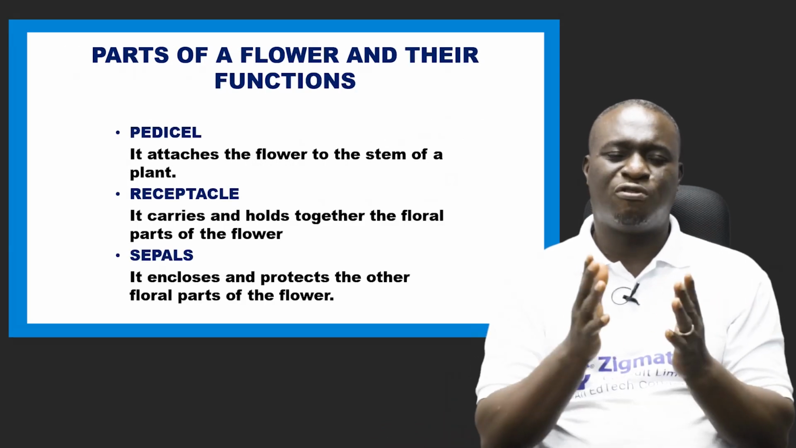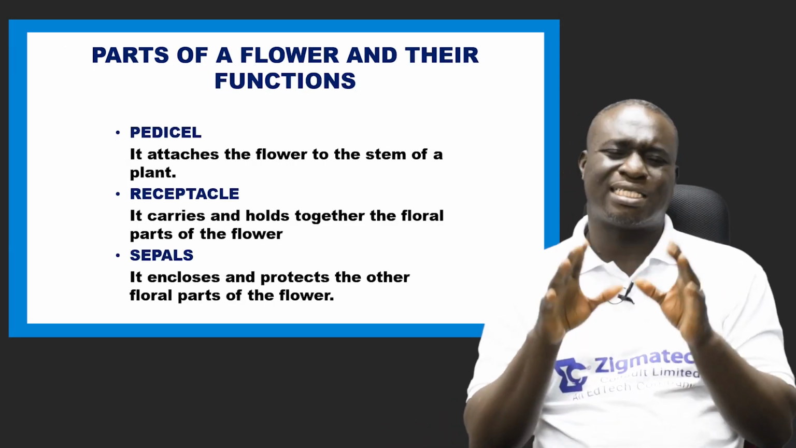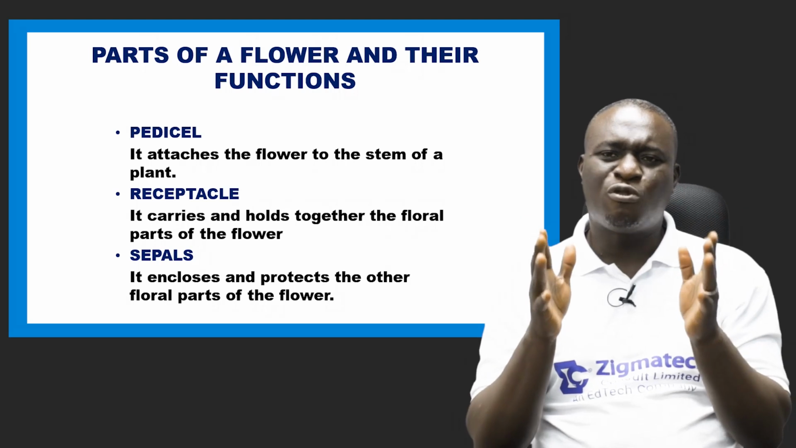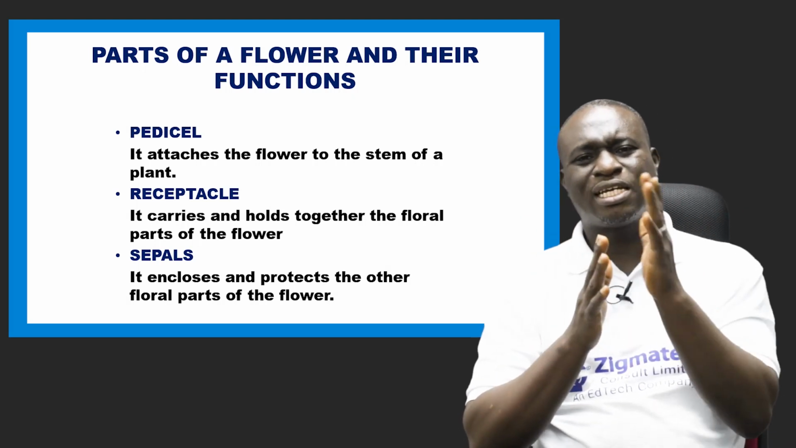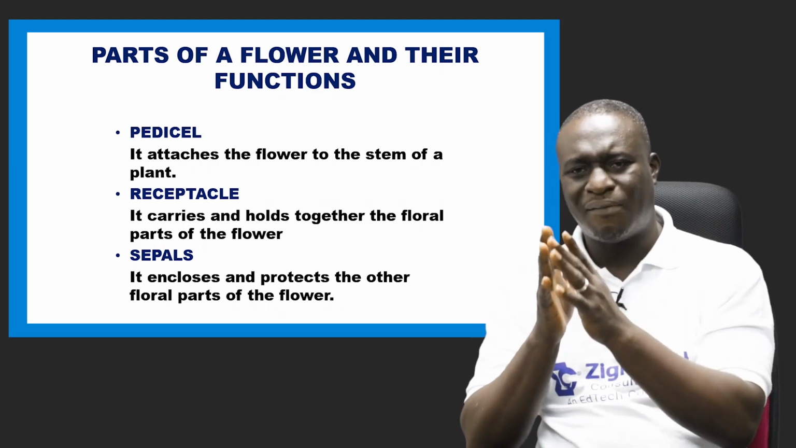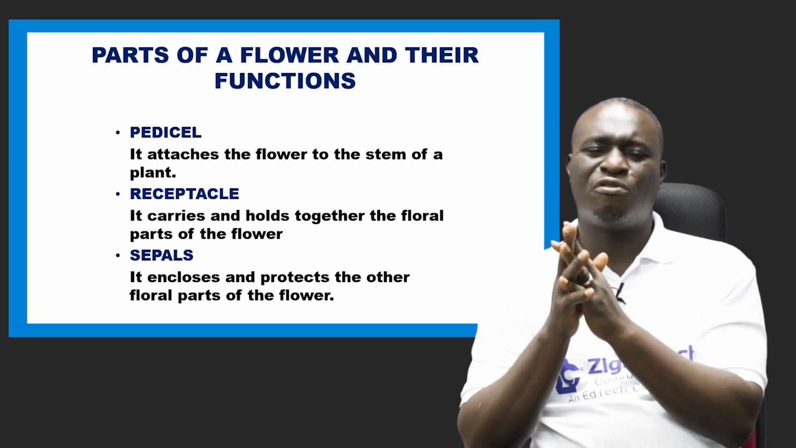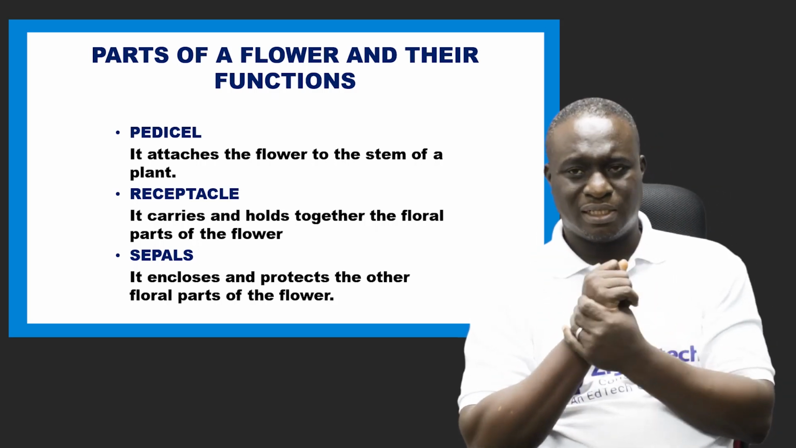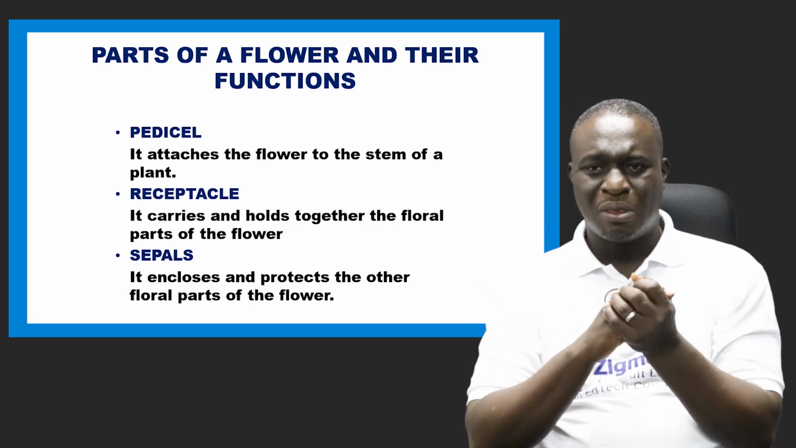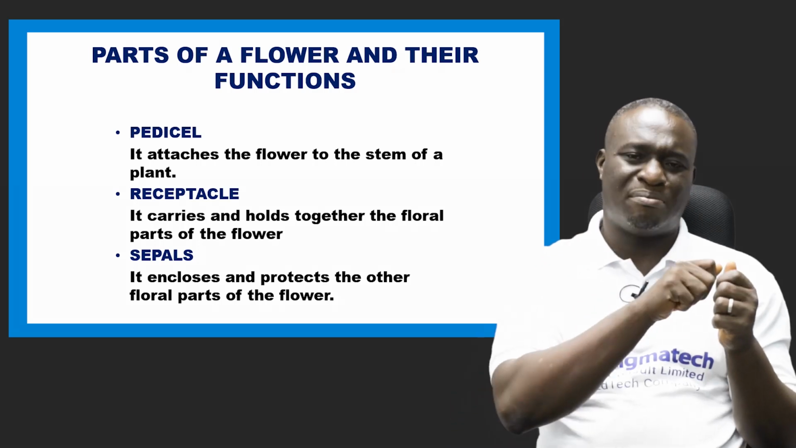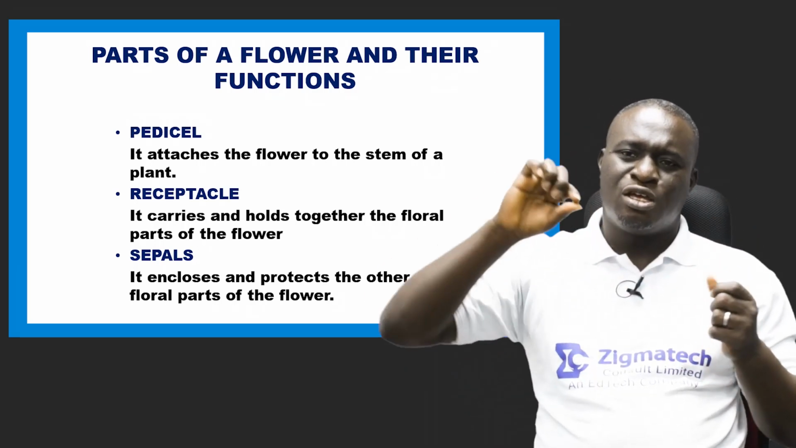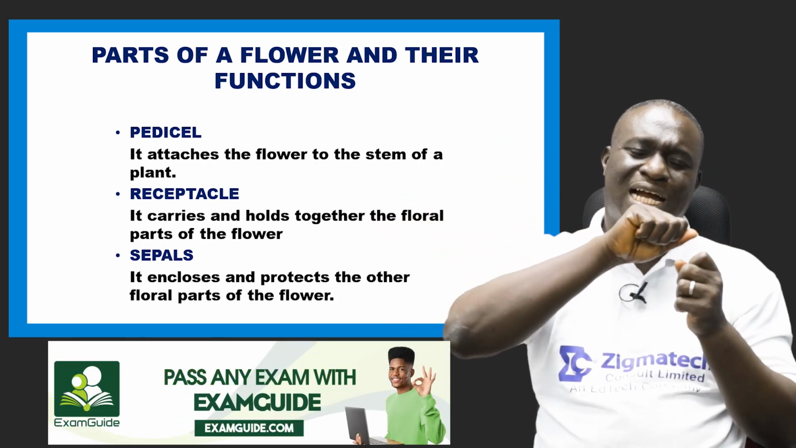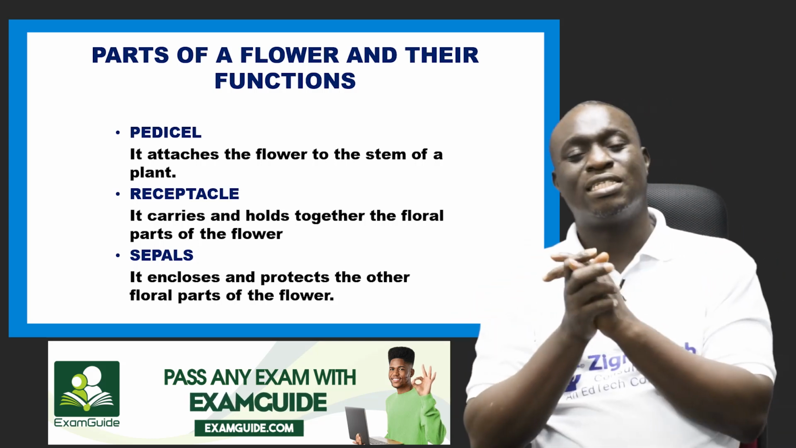Now, these are the types of flowers we have. But if you look at a flower, a typical flower consists of several parts. Now, let's take a look at the parts of a flower and their functions. Number one is the pedicel. The pedicel is a part of the flower. Now, it attaches the flower to the stem. If you see a stem and a flower, you'll see that the flower is attached to a stem. Now, that part that is attached to the stem, or you can call it a stalk, is the pedicel.